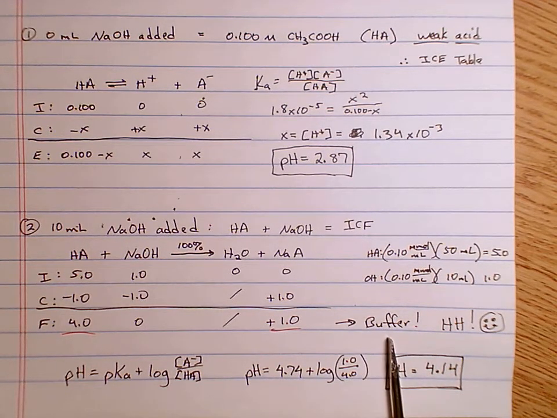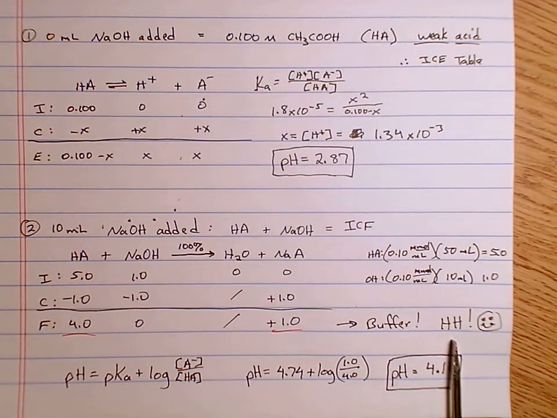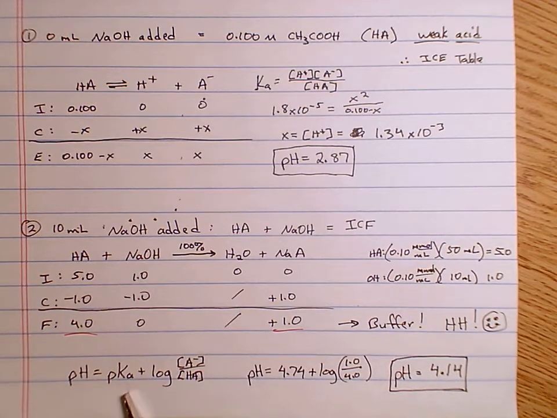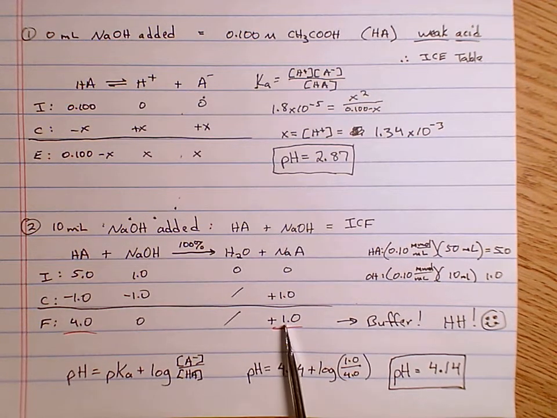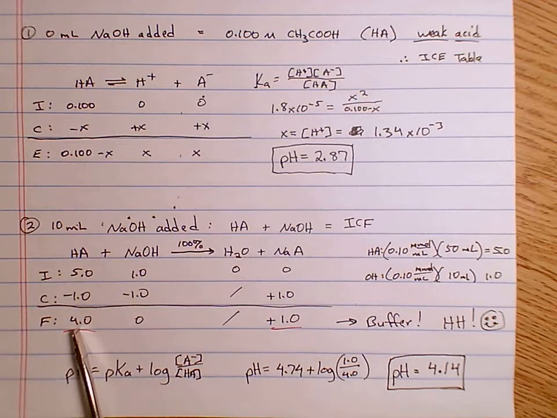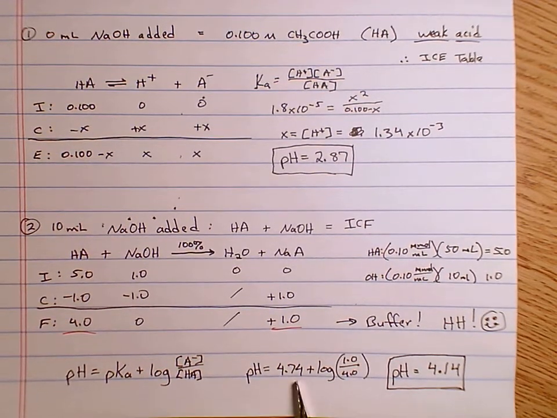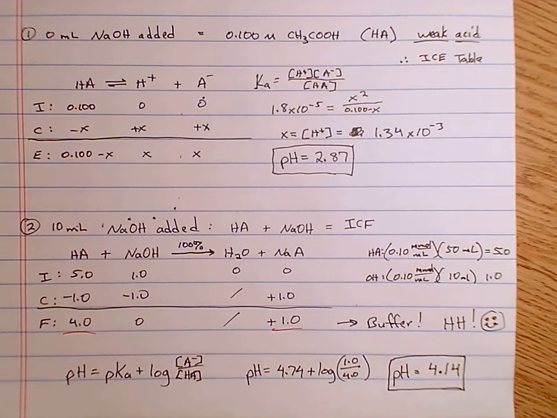And why do we love buffer solutions so much? Because we can use the Henderson-Hasselbalch equation to get the pH, and that makes us happy. So our pH is just pKa plus the log of the concentration of A minus divided by the concentration of HA. pH is 4.74 plus log of 1 divided by 4. Take 1/4, log of it, add it to the 4.74. Our pH is 4.14 at this point.